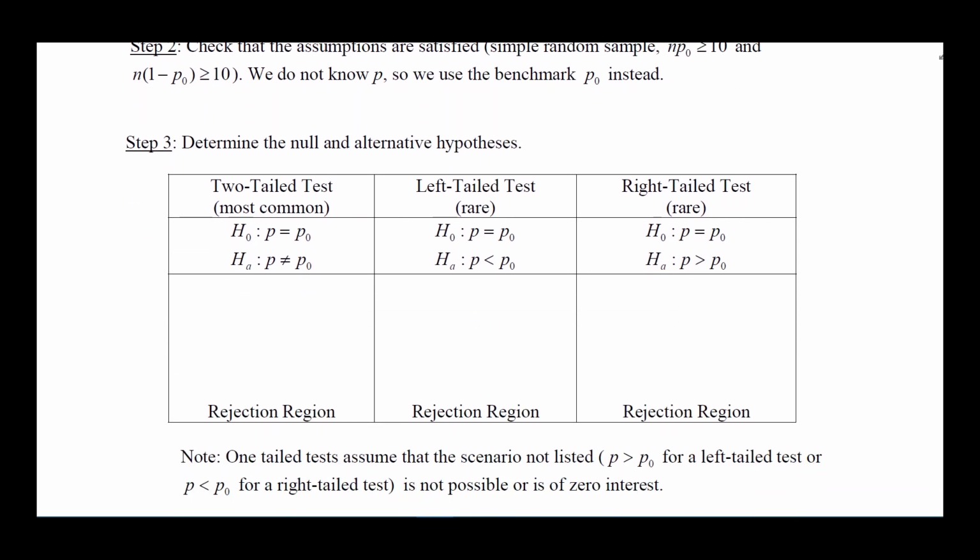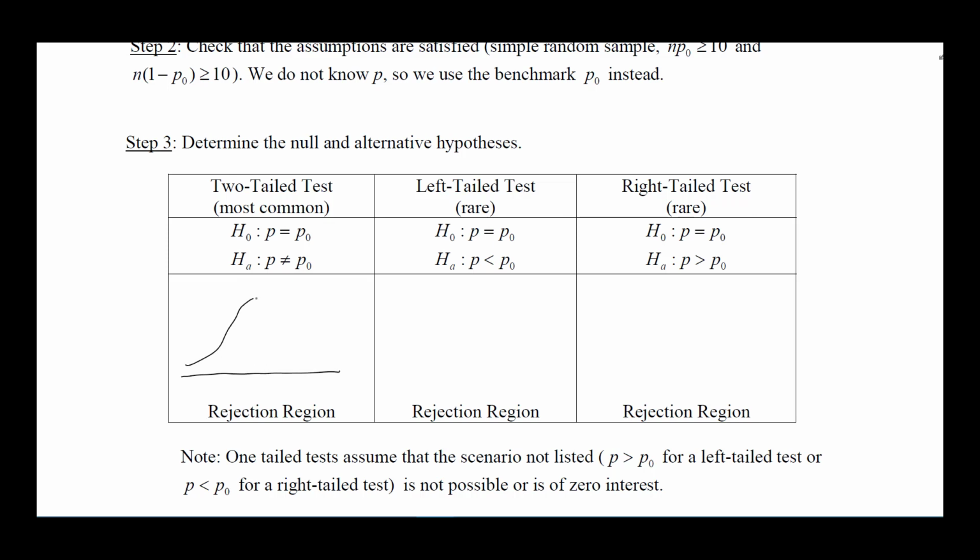Then we need to determine our null and alternative hypotheses, and you'll see as we do these are basically the same sort of thing that we have done for all of our other hypothesis tests, for example, the test against one population mean. So the two-tailed test is our most common situation.